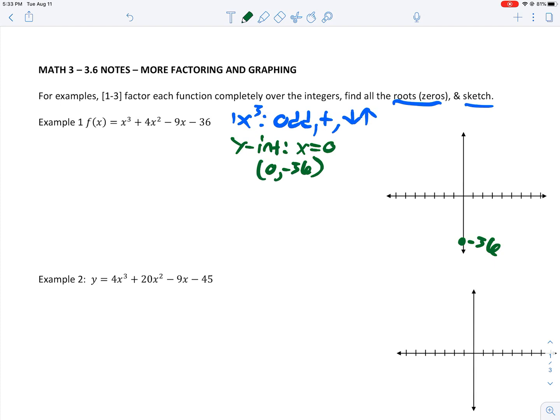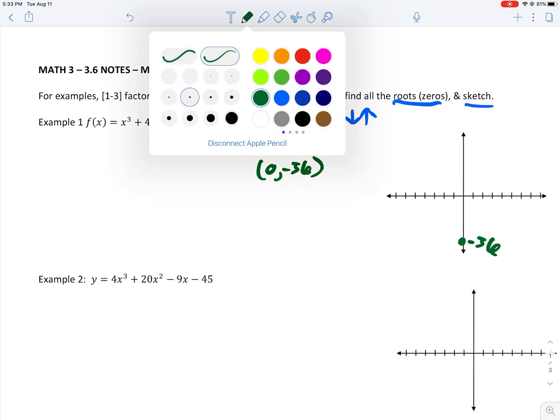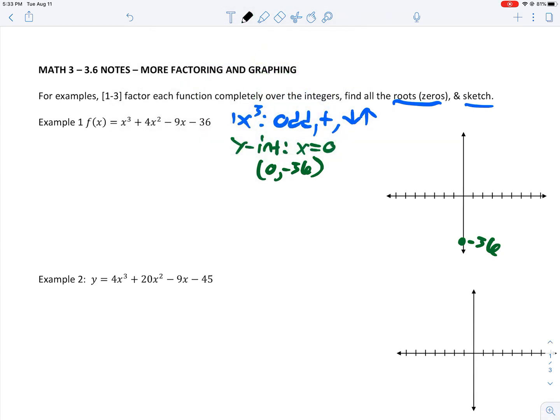So now the last thing I need is the x-intercept. So to find the x-intercept, we're going to let y equal 0. Before we do, though, we need to factor it first. So how do we factor? Well, how many terms are there? There's 4. So I'm going to group the first 2, group the second 2.